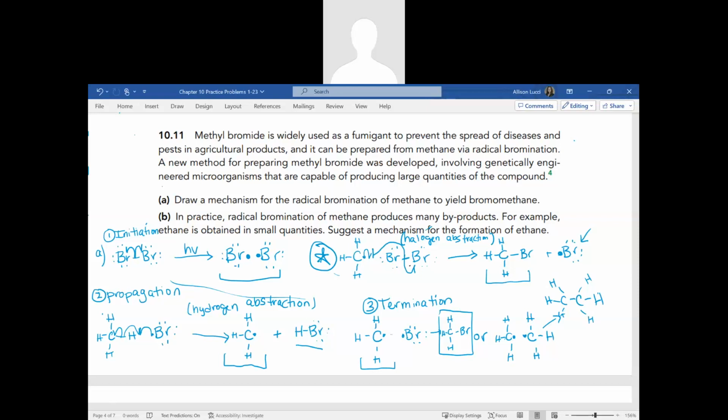But in part B, they ask us to suggest some of the byproducts and a possible mechanism of formation of ethane. So if we combine in our termination step, so over here, I'll box this in, if we combine two of those methyl radicals and they form a bond like so, we could actually generate ethane as our product, or in this case, the byproduct.